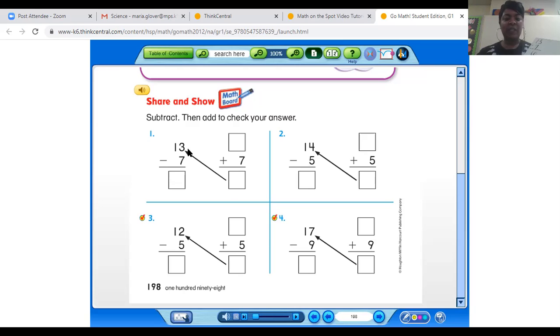All right. So this 13, you see the arrow? My 13 is going to go here. So I have 7. So what is missing? 6. So 6 plus 7 equals 13. And I know that 13 minus 7 equals 6. All right, 14 minus 5. So let's figure out what 14 minus 5 is. 14 minus 5 is equal to 9. So 14 minus 5 equals 9.